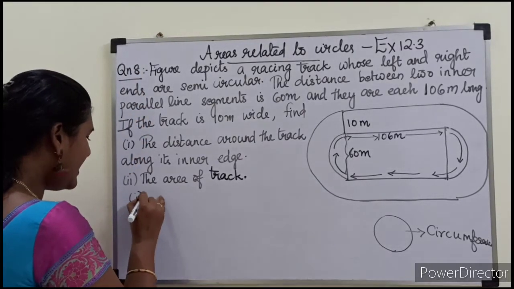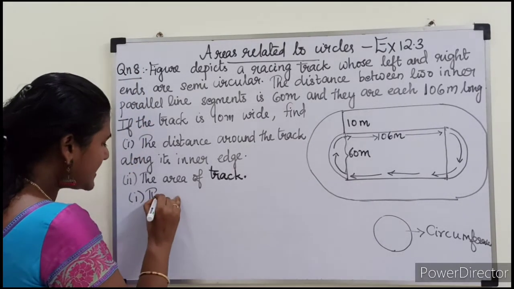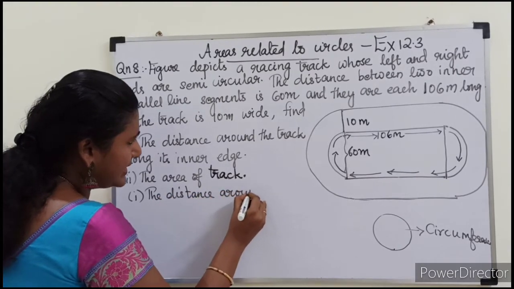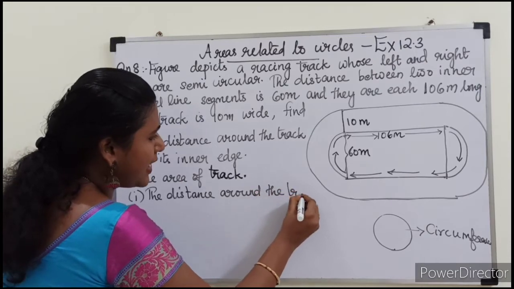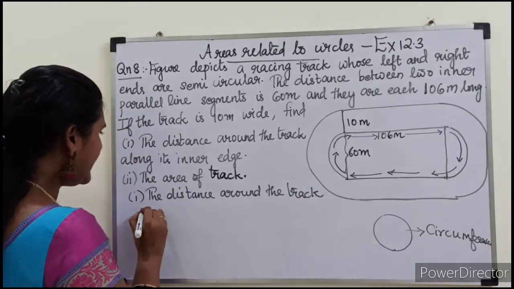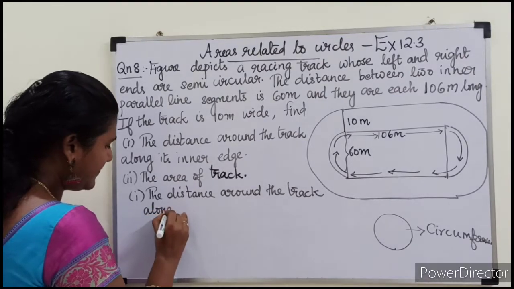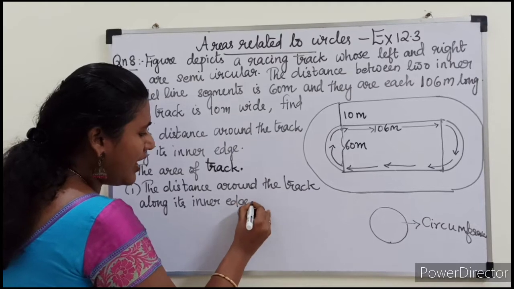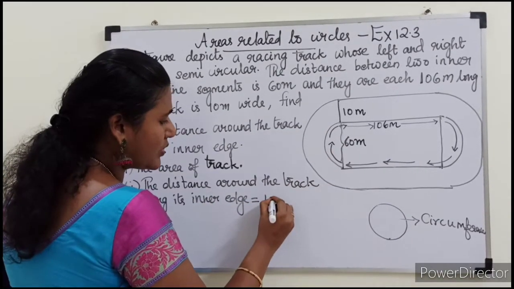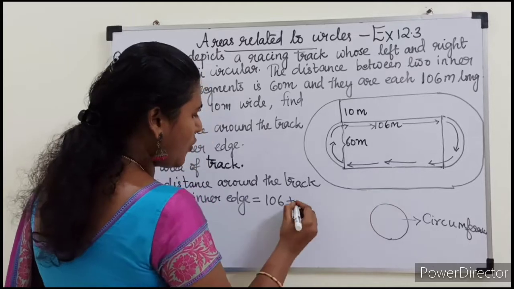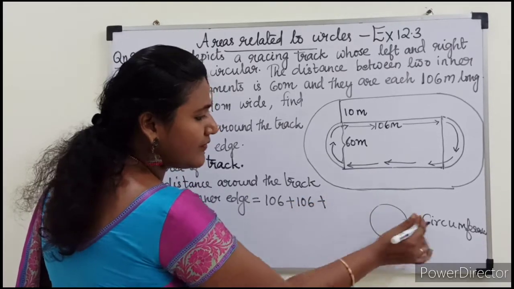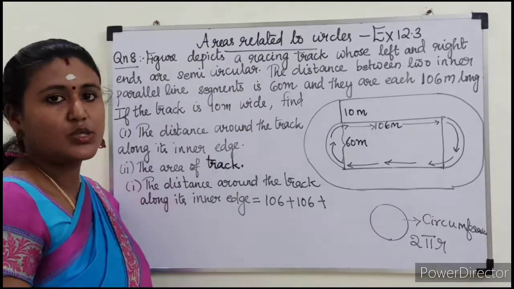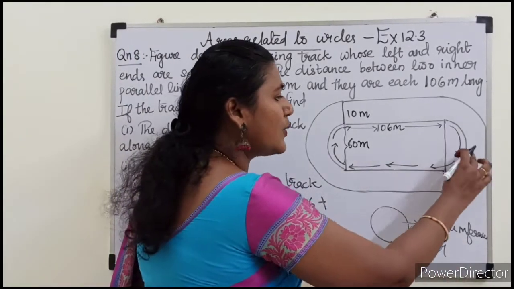So first one we will find out now. The distance around the track, the distance around the track along its inner edge is equal to, here we have 106. So 106 plus this length is also 106, plus the circumference of the circle, that is the formula 2 pi r. So what is the radius of this circular region?